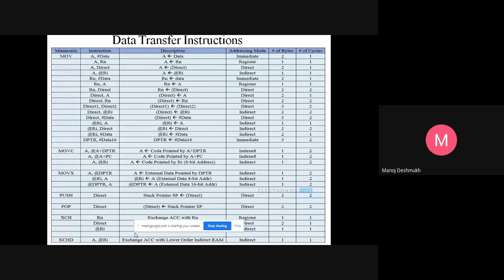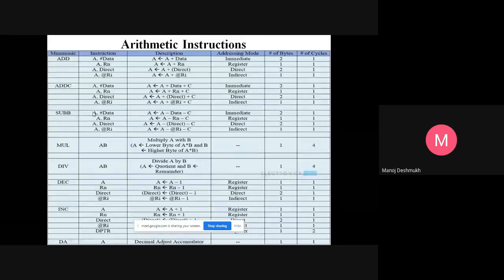After that, next is arithmetic. For arithmetic, mostly four combinations are there: data, register, direct, and indirect. Based on that, all the arithmetic operations work. But in case of multiplication and division, only two registers are used, the A and B registers. Here a comma is not specified between A and B. You simply write MUL AB, DIV AB.